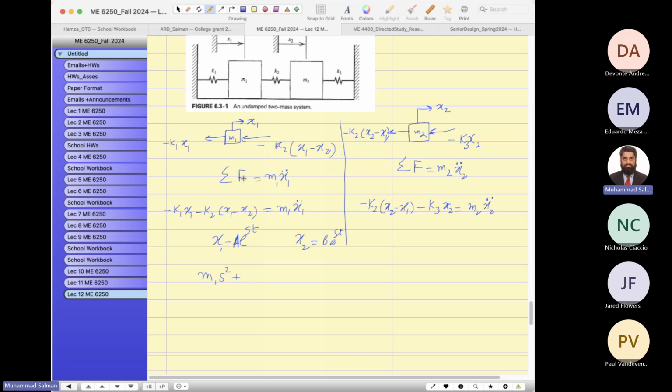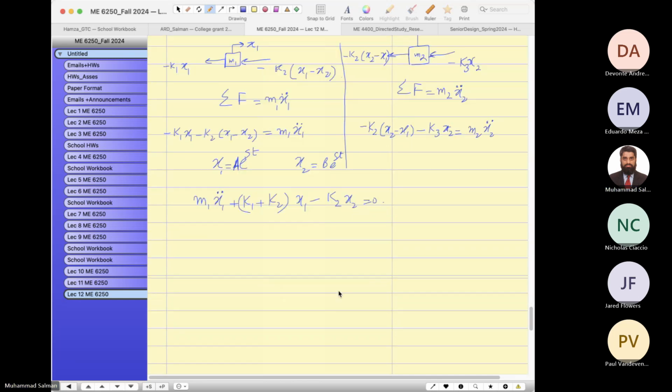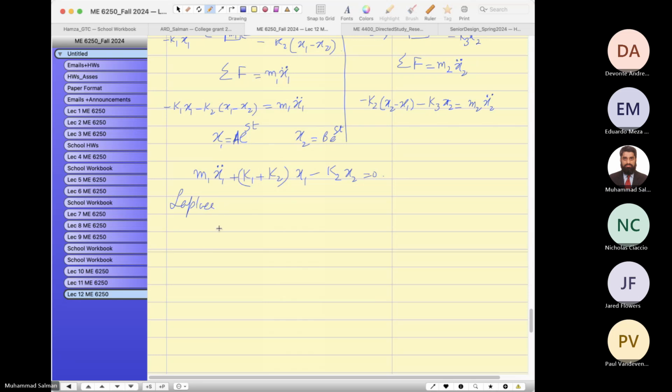So let me show you over here, K1. If I rewrite the equation here, m1 x1 double dot plus (k1 plus k2) x1 minus k2 x2 equals 0. Let me take the Laplace transform: m1 s squared. Replace s by plus or minus j omega. So we can rewrite this equation here.